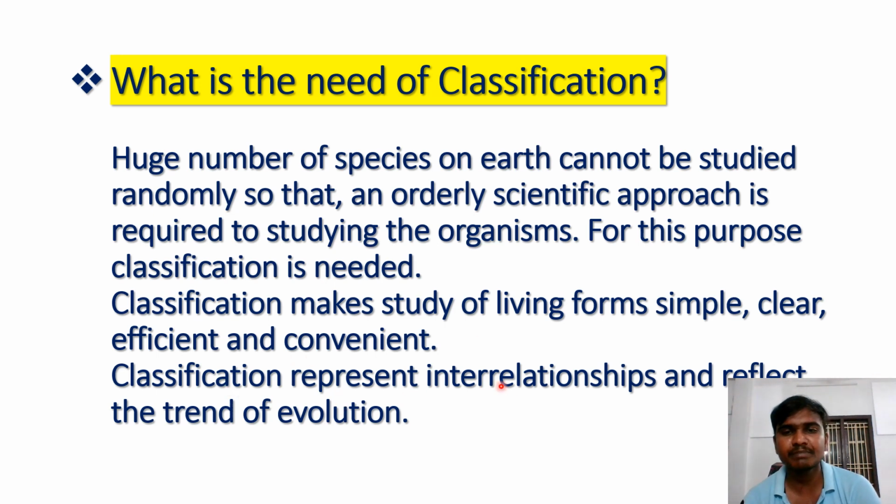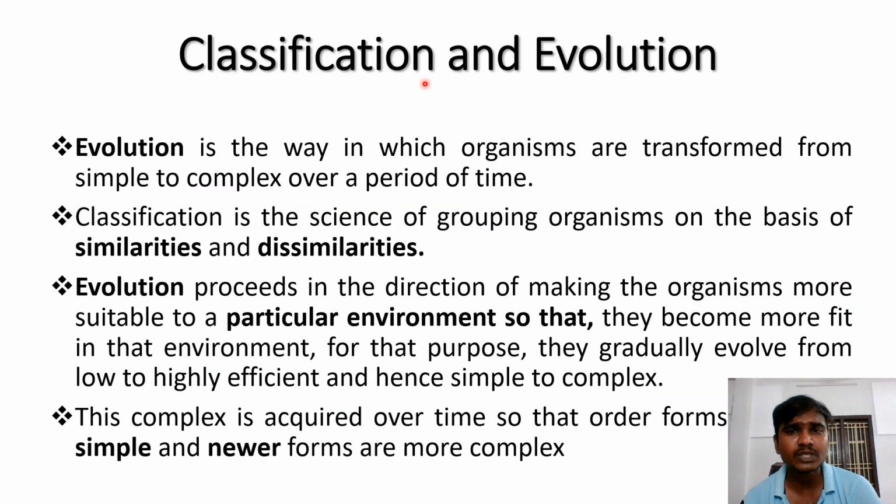Classification represents interrelationships and reflects the trend of evolution. Evolution is the way in which organisms are transformed from simple to complex over a period of time. And classification is the science of grouping organisms on the basis of similarities and dissimilarities.